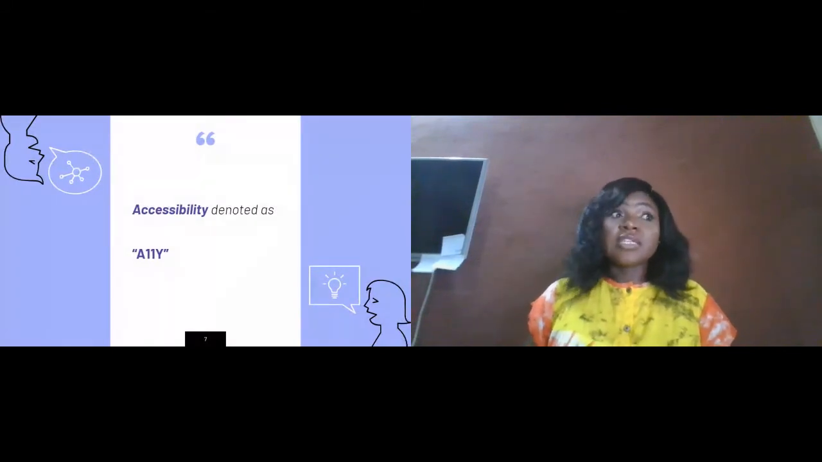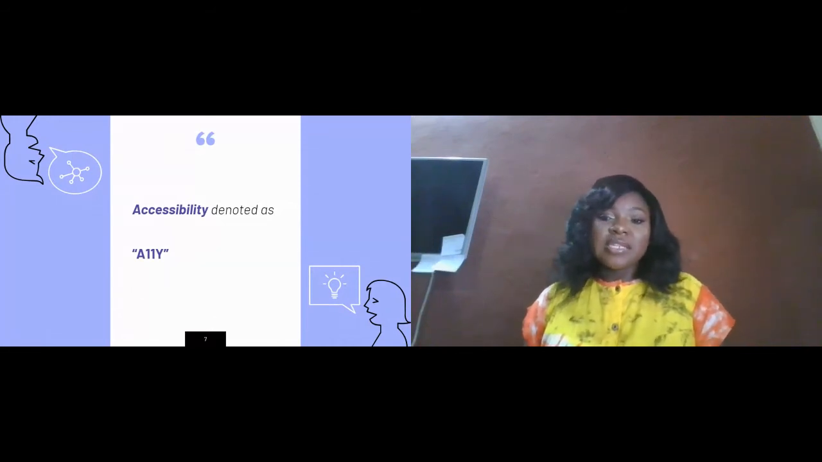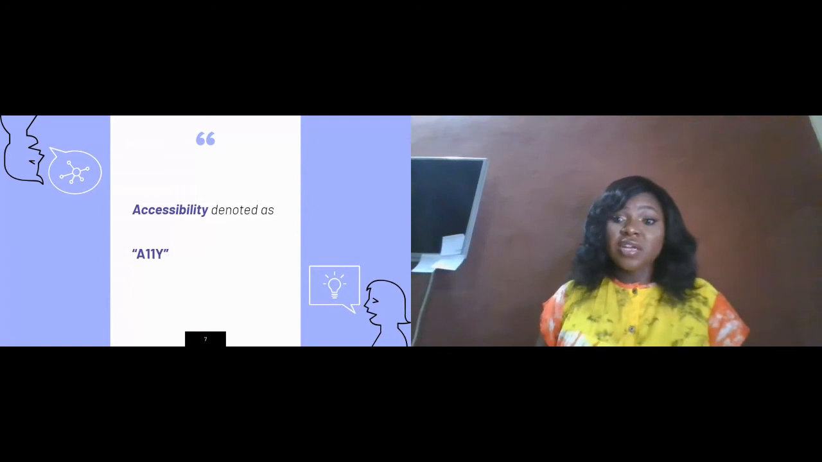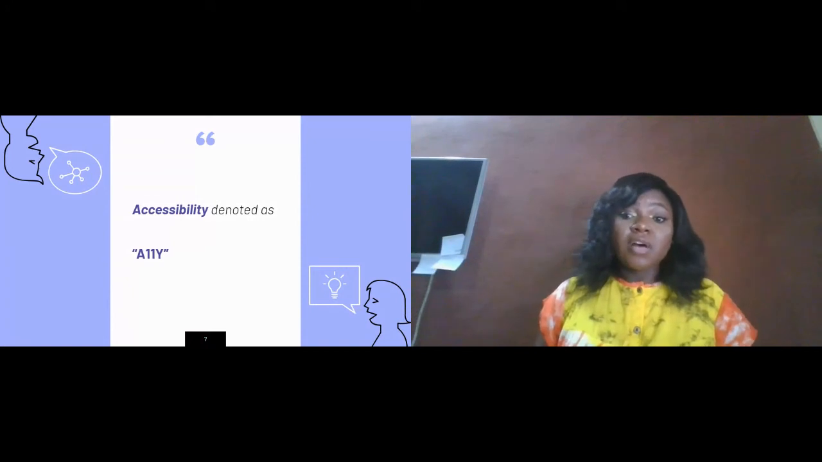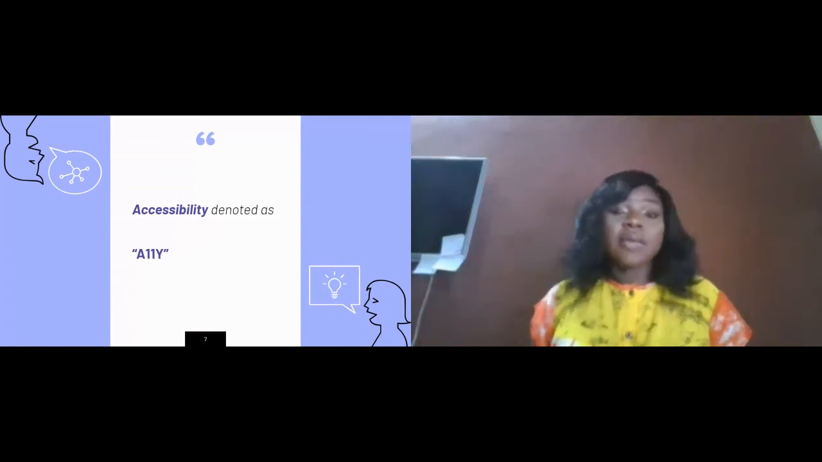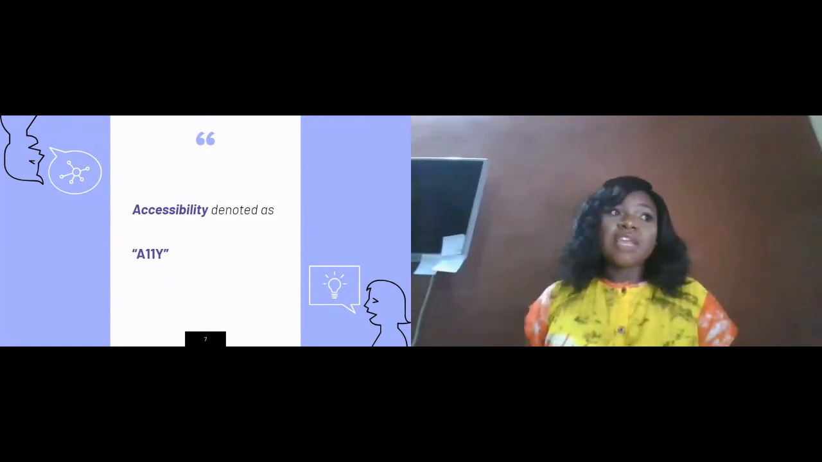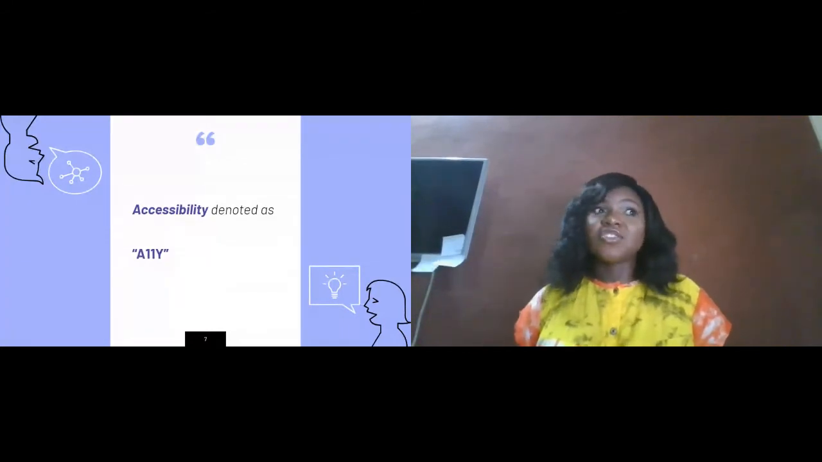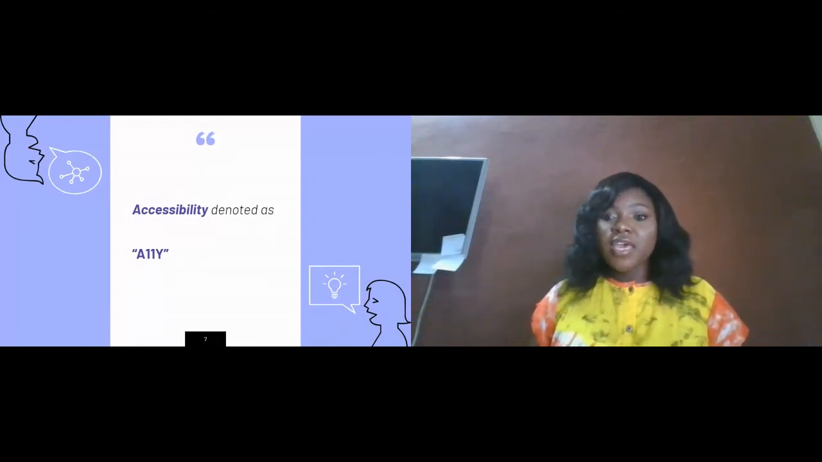So accessibility is also denoted as A11Y. The 11 in the middle stems from conventions in software engineering and ICT that shorten long words by substituting the middle letters with the number of middle letters. Look at the word: between the A and the Y, you have 11 letters. So the 11 represents the 11 characters between the A and Y. Previously I actually did not know what A11Y was. So that's the meaning of A11Y.